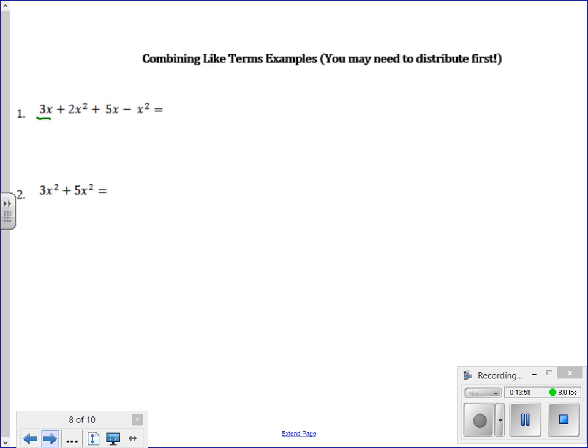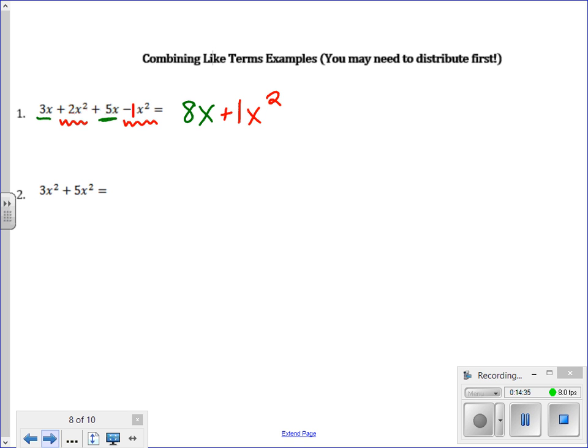It appears that I also have a 5x, which would be the same common like term. So because they're both x's, I can add their coefficients. 3x plus 5x gives me 8x. Then I look at the next term. I have 2x squared minus, remember this is a minus 1x squared. Well, 2x squared minus 1x squared is 1. 2 minus 1 is positive 1x squared. Or I can write that as just plain x squared.